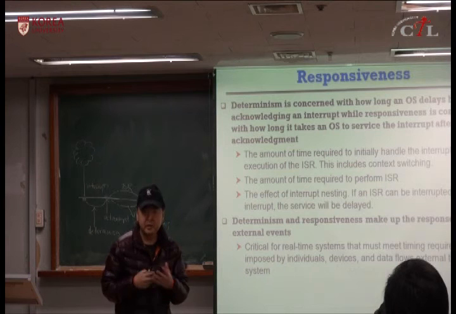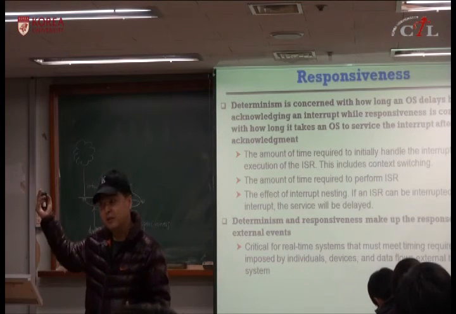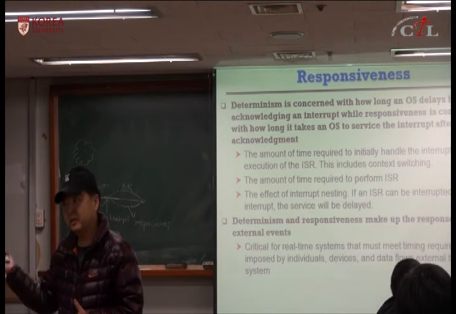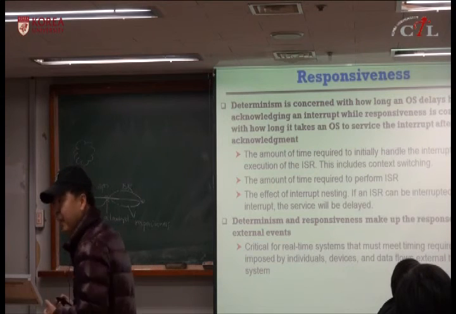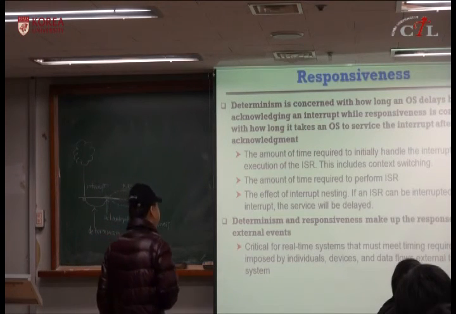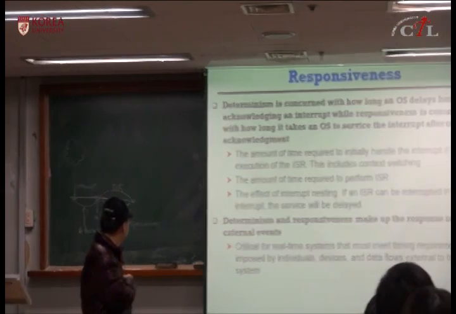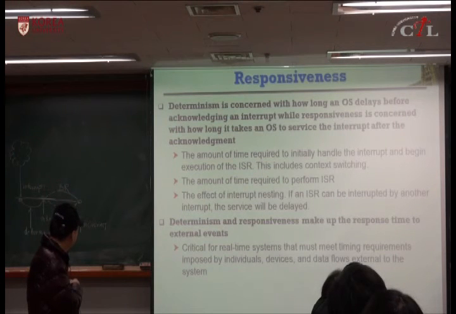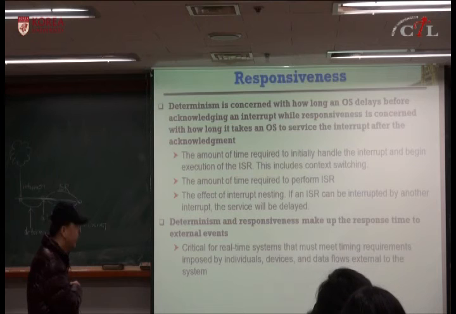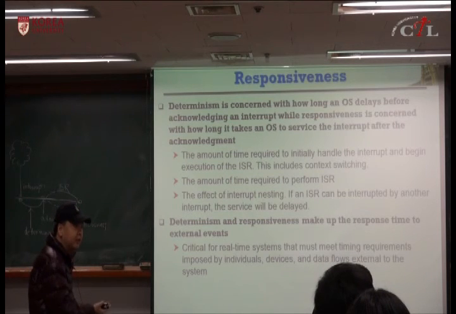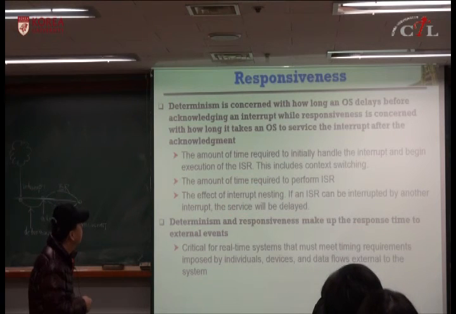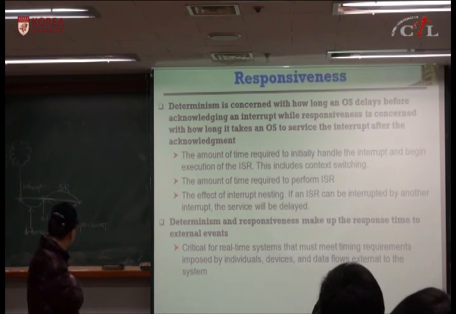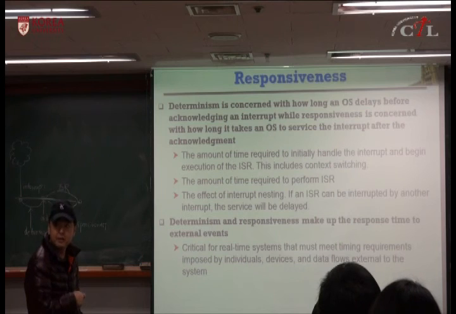Interrupt nesting means you are servicing this interrupt, and while servicing the interrupt, there might be another interrupt coming in. It's a nested interrupt. If there is a higher priority interrupt, if you allow it, then it will delay the response time, the responsiveness. So these factors can affect this response time: context switching, actual processing of the interrupt service routine, and interrupt nesting. If you allow another interrupt while servicing an interrupt, then it may increase this delay. And determinism and responsiveness, both of them make up the response time to external events, right? Because determinism is concerned with this delay and responsiveness with this delay, and the total is the actual delay before this event is handled.